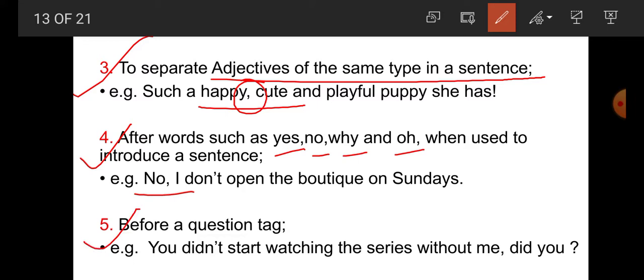Number 5, before a question tag. Students, here "did you" is what? A question tag. What is a question tag? A question tag is a short question that comes at the end of a sentence. So here "did you" is a short question tag. And before the question tag, what is used? A comma. "You didn't start watching the series without me, did you?" So here we got a comma before the question tag.